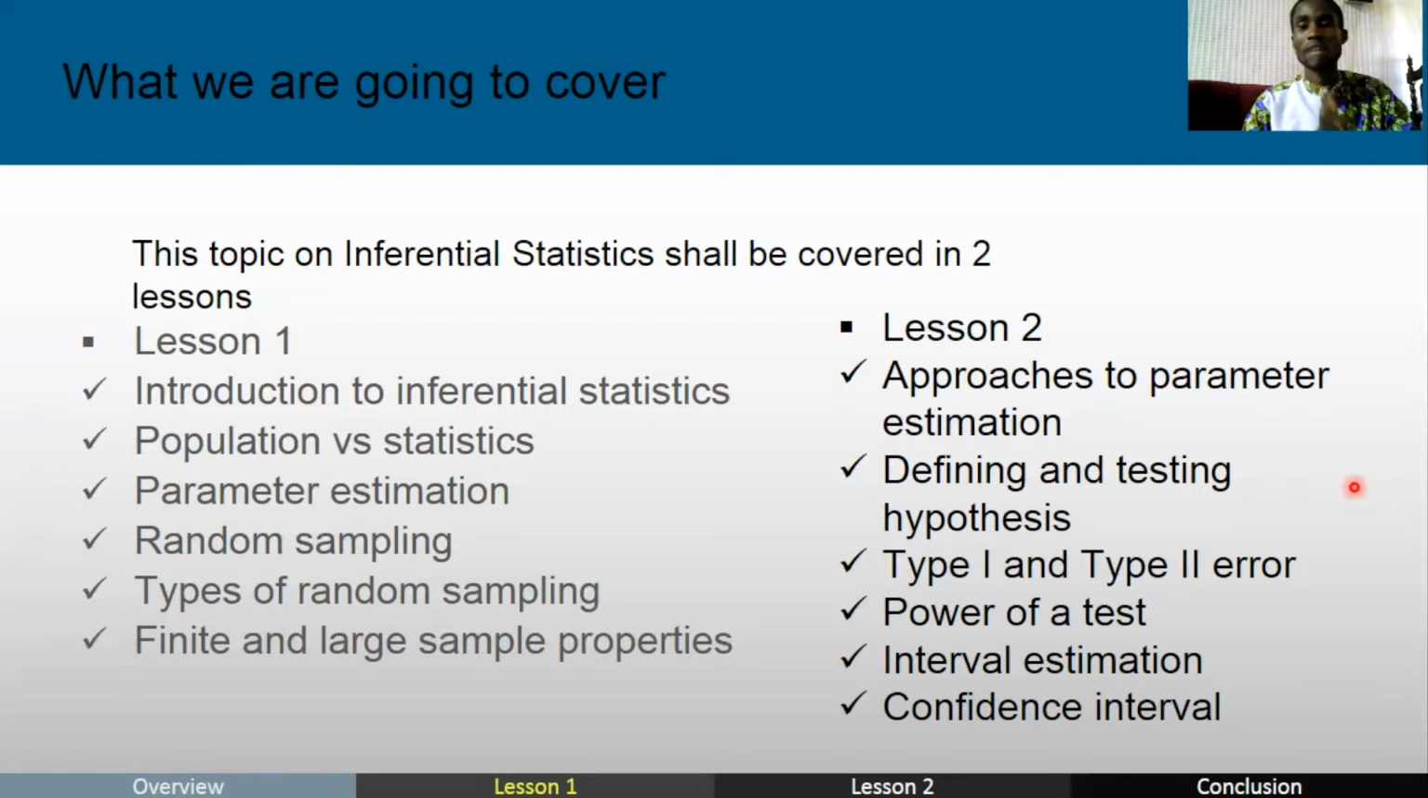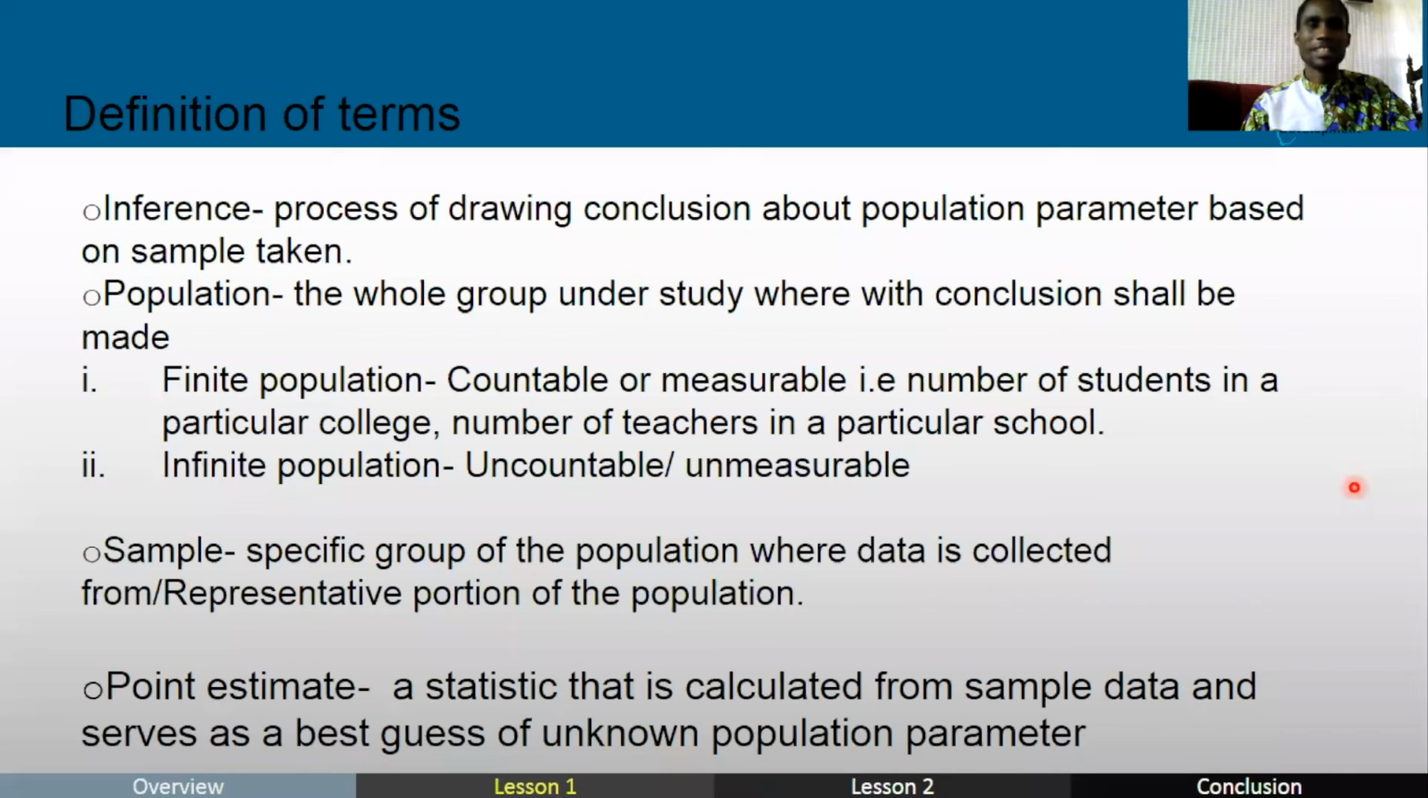In the next lesson, we shall cover the approaches to parameter estimation, defining and testing hypotheses. What is a hypothesis? When you say the null or the alternative hypothesis, we shall also talk about that, and the various errors which you can make when you are formulating hypotheses. Then the power of a test, calculating the power of a test. Also interval estimation. Then we shall wrap up our statistical inference lesson by talking about the confidence interval.